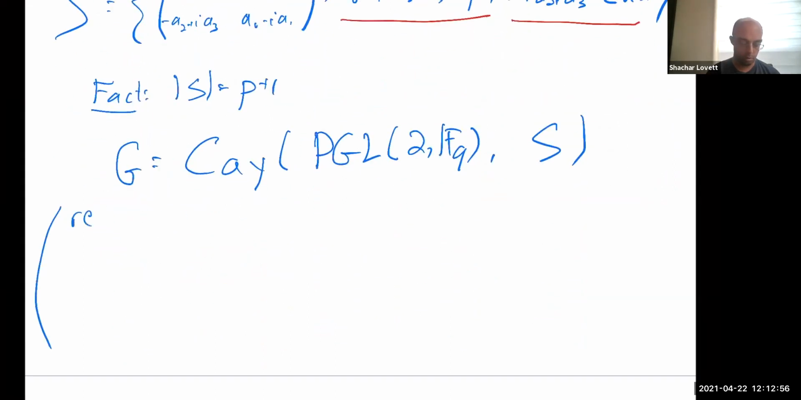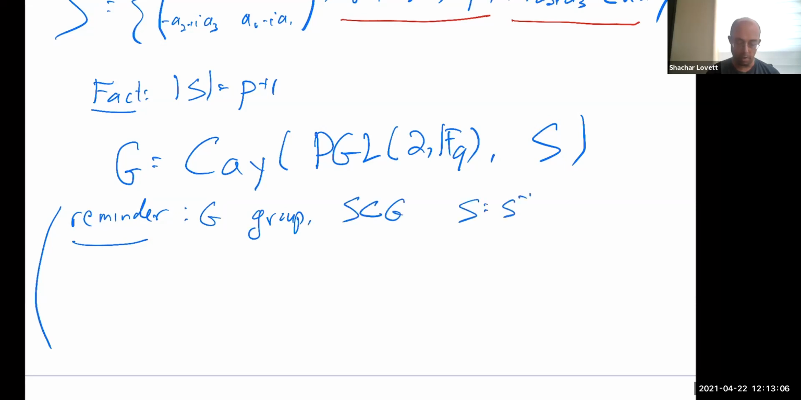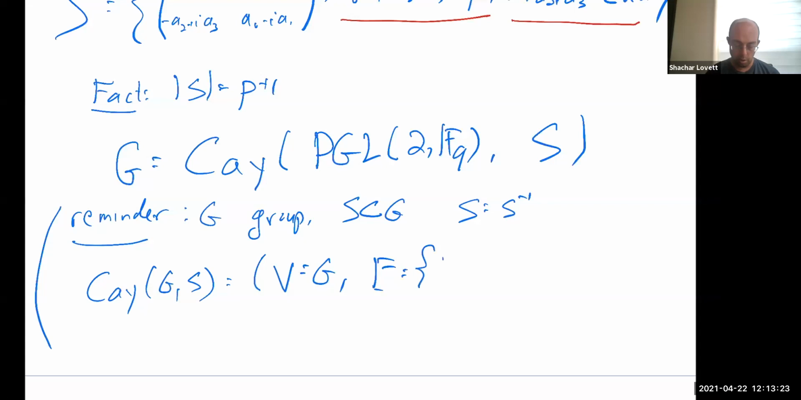So, a reminder. G is a group, and S is a subset of the group which is the same as its inverse, so for every element of S, its inverse is also there. Then the Cayley graph is a generic way of defining algebraic graphs. Its vertices are all the elements in the group, and the edges are defined as follows: you start from a group element and you multiply it by some element from S.